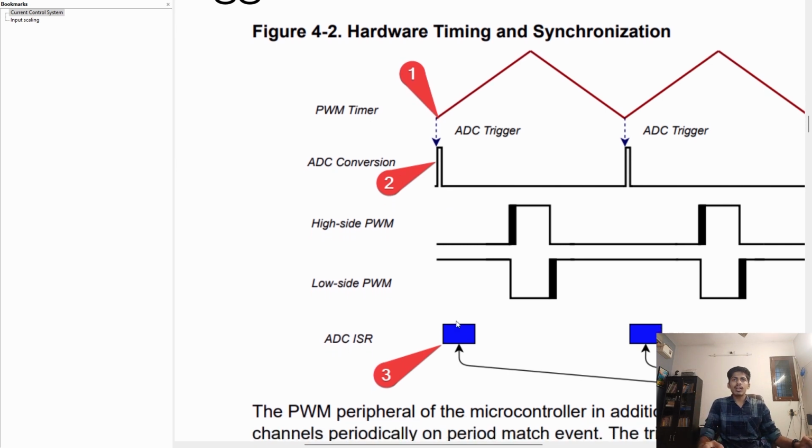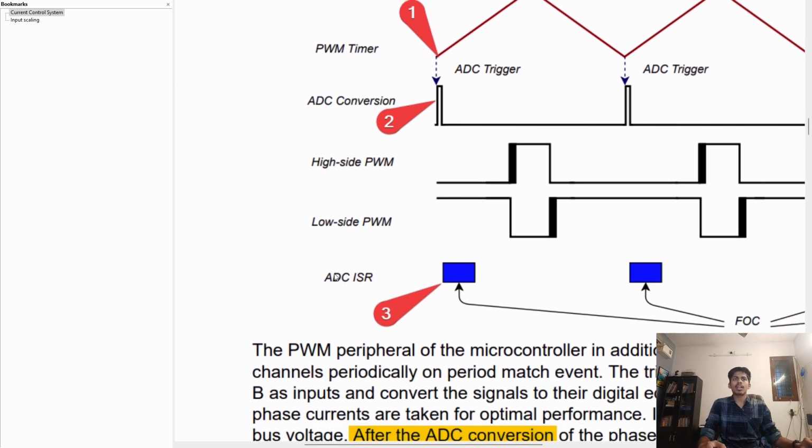It then triggers the ADC ISR. ADC, analog to digital converter. ISR stands for interrupt service routine. So the ADC gives one interrupt. After that interrupt has been generated, there is a subsequent function that is run, called the interrupt service routine. A routine is nothing but a block of code which will run after the interrupt has been generated. So this ADC interrupt service routine is our current control subsystem.